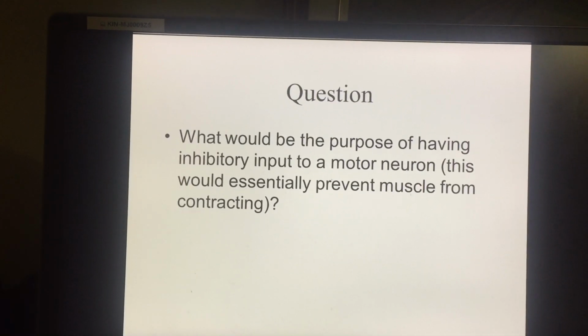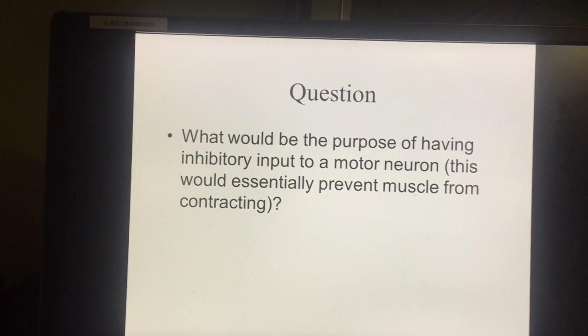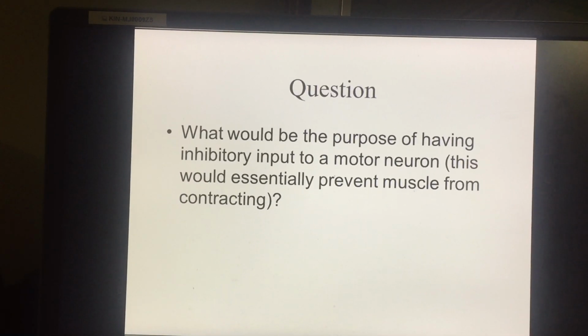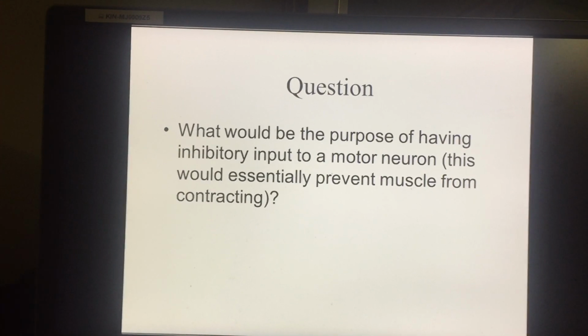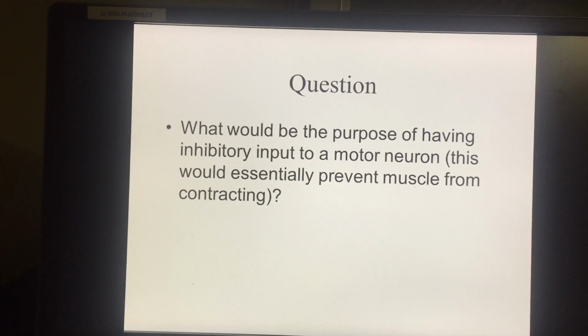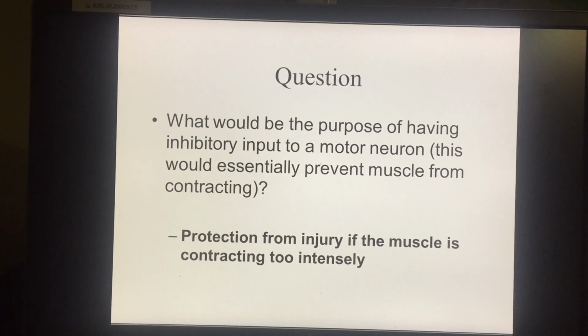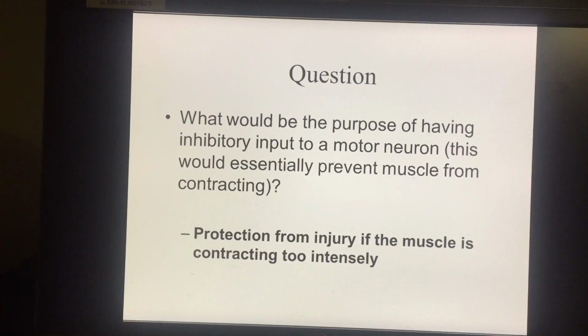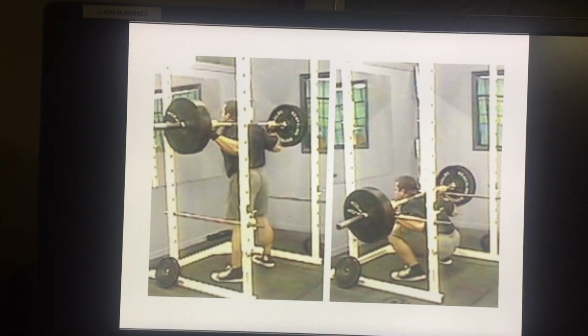A question might be, what is the purpose of having inhibitory input to a motor neuron? Because this would prevent a muscle from contracting and prevent it from generating force, which seems counterproductive. But the main purpose probably is protection from injury. So if a muscle is contracting too intensely. That's what I have from this diagram.